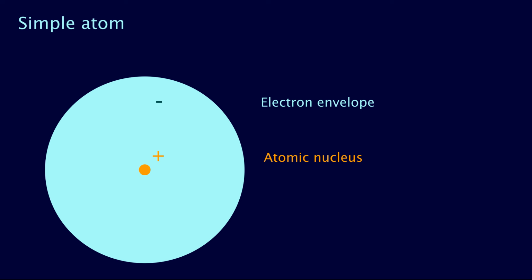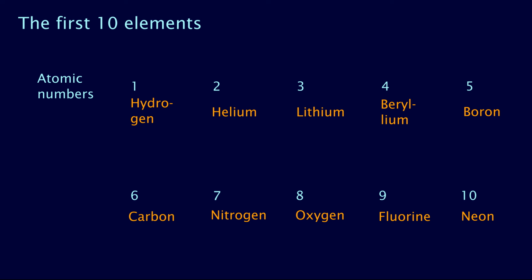So the elements differ in their atomic numbers, that means in their number of protons in the nucleus. And this number of protons also determines the number of electrons in the envelope, at least in the neutral atom, and this in turn determines the chemical properties of a given element. So the first 10 elements differ in their atomic numbers, in their numbers of protons in the nucleus.